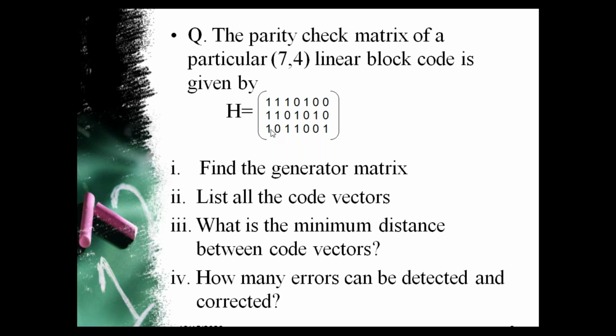Then, without considering the all-zero code word, the minimum weight of the code words is the minimum distance. In that way we can find the minimum distance of the code. Once the minimum distance d minimum is calculated, we can find the error detection and error correction capability of the code.